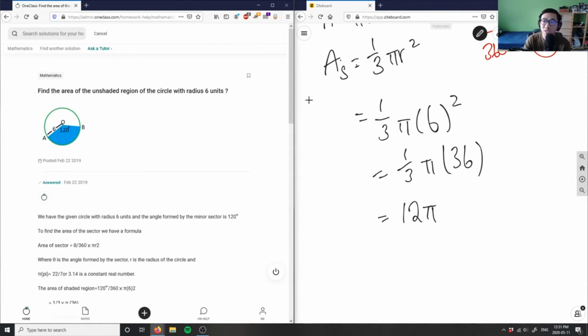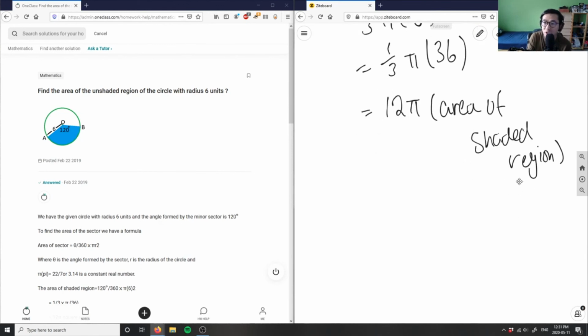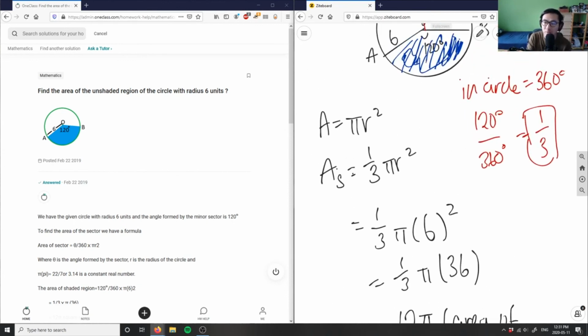And this here is the correct solution. Or sorry, I want the unshaded region. Oh, I messed up. Okay, that's fine. So this here is the area of the shaded region. So therefore, the area of the unshaded region would equal the total area minus the area of the shaded region, obviously, right? And I know the total area here is simply pi r squared, if it was the entire circle here.